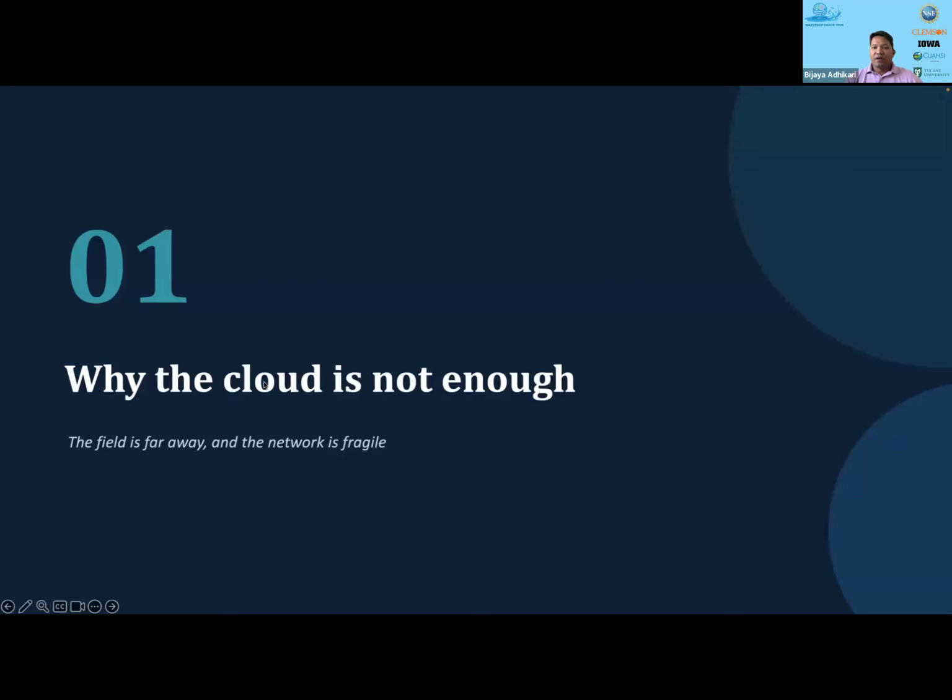Okay. So, why is cloud not enough? As we talked about earlier, the field where the sensor is deployed is far, far away from the cloud computing, and the communication links are fragile. These constraints are why a cloud-only system is not enough. Imagine a flash flood warning system that only does computing on the cloud. That is not enough.